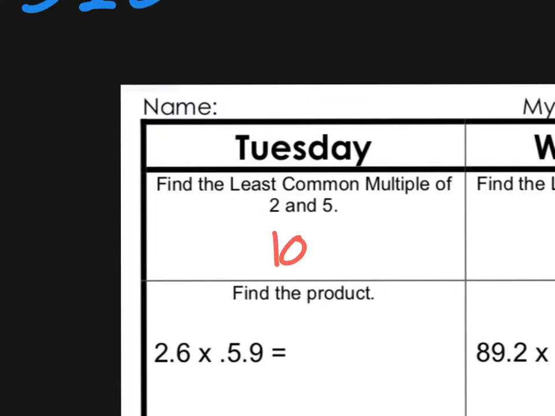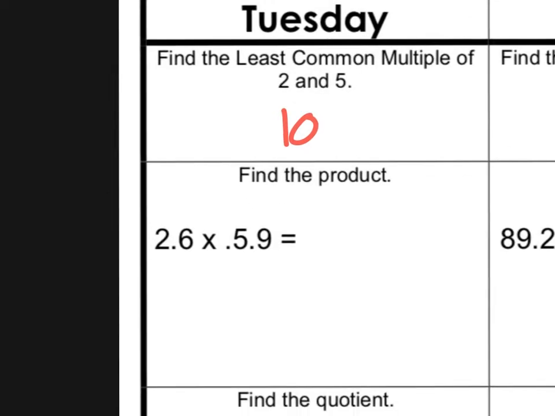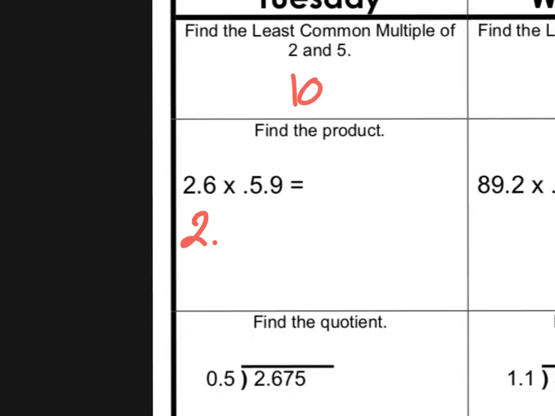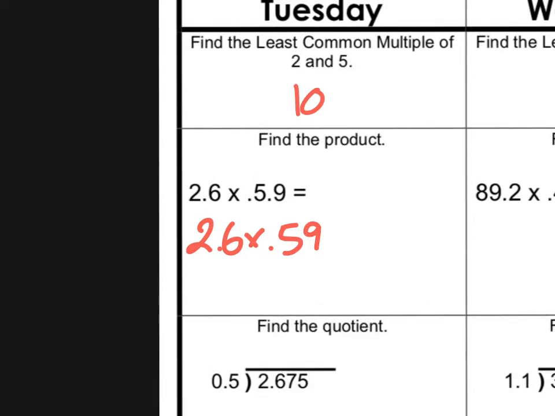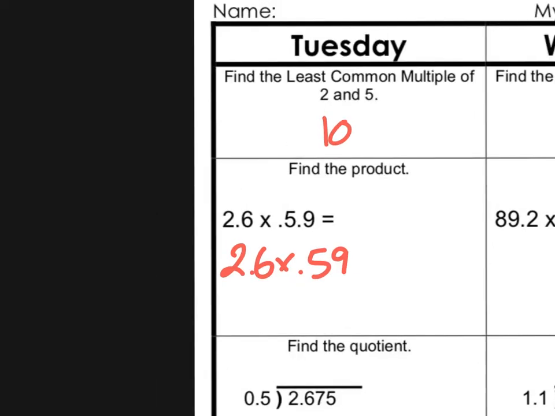For the second one, it says find the product. This is a typo. This should be 2.6 times 0.59, not 0.5.9. So go ahead and make sure you fix that. And then to do this, I like to imagine as a whole number. I like to imagine that as 26 times 59. And I'm just going to multiply normally.